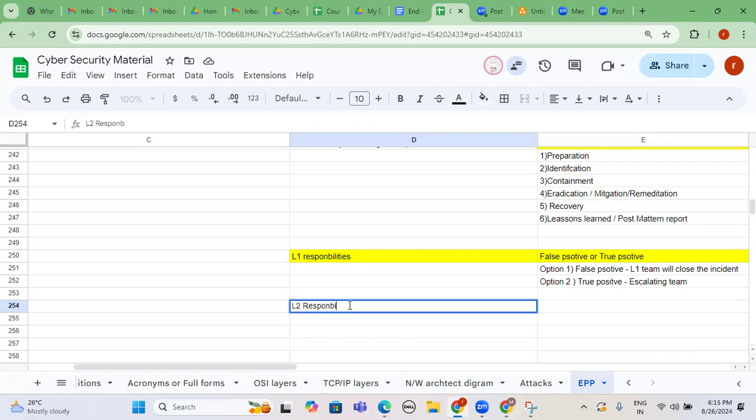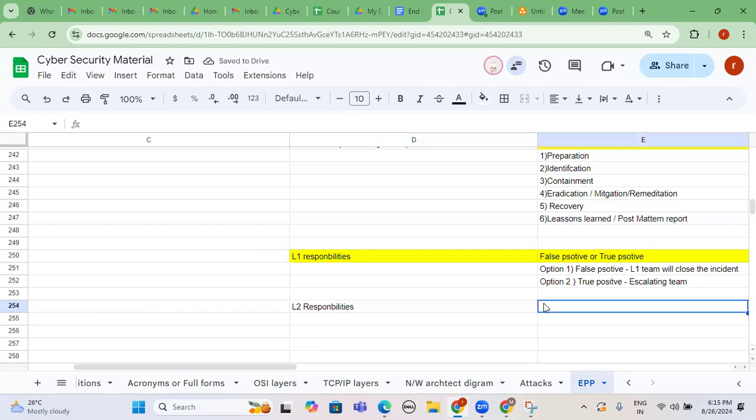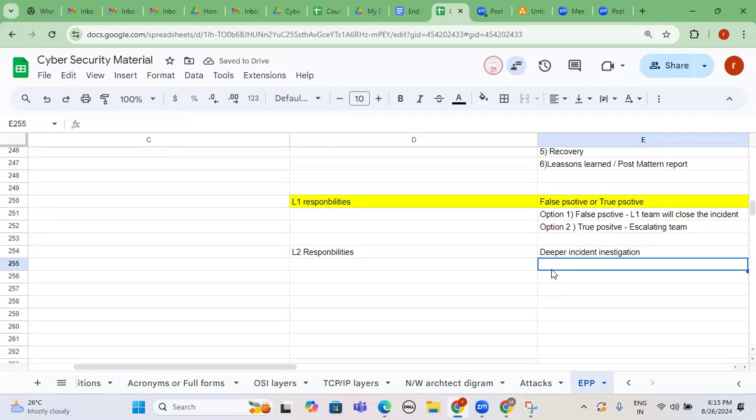L2 responsibilities. Basically, whatever ticket the L1 team assigns, they will do deeper investigation. Deeper incident investigation, and they have more tools and also more access basically. They can block the IP address, they can block the hash value, they can block the malicious domains, they can block the URL link, all those deeper things they can do. In case they don't have the access, obviously they will assign to the L3 team, sorry. So deeper incident investigation, and also they will take care of the incident response.